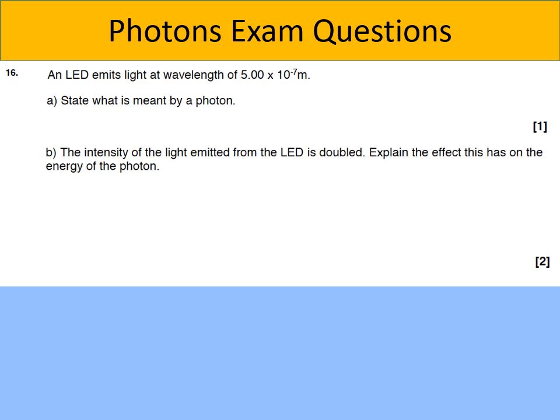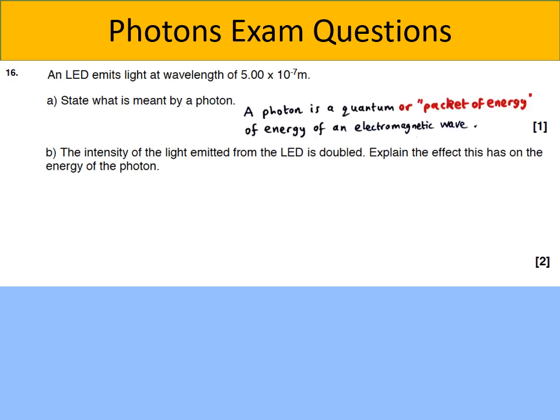Question number 16. An LED emits light at wavelength 5 times 10 to the power minus 7 meters. A, state what is meant by a photon. So we don't actually need those numbers, the wavelength given there. The key thing is to know the meaning of what is meant by a photon.